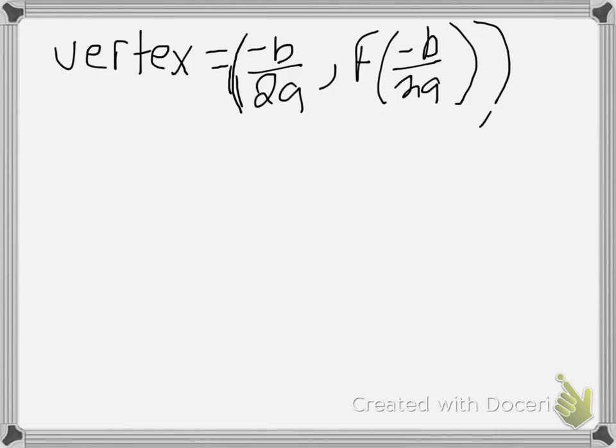Now, as you can see, it says the vertex form of a quadratic function is given by f of x equals a times (x minus h) squared plus k, where (h, k) is the vertex, and a is your vertical stretch or shrink or whatever the case may be, and things like that.